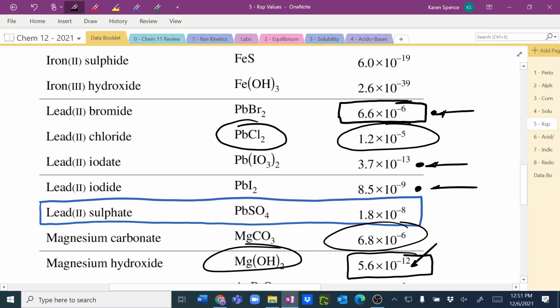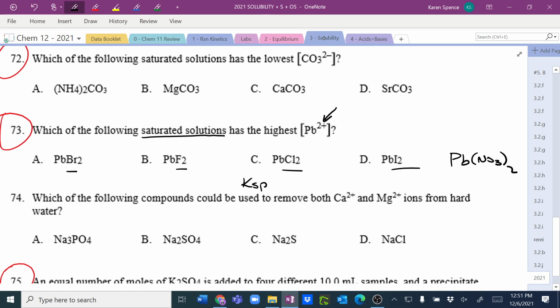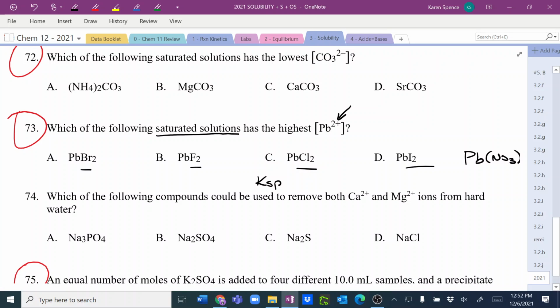Oh, not that one, lead chloride. So out of those three, the one that would be least soluble would be lead iodide, but let's see if I've missed something. I don't think I have. I'm really not sure. I think that's just maybe a bad question. I think of the three, the highest concentration of lead would be the most soluble, and I think that was lead chloride, but I'm not sure.